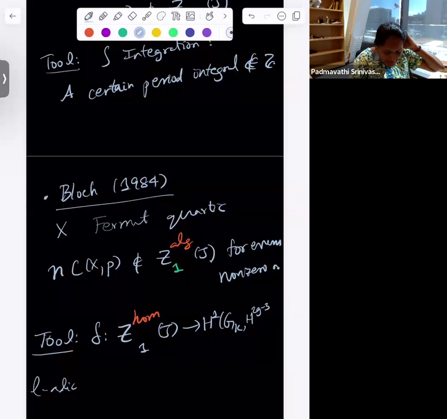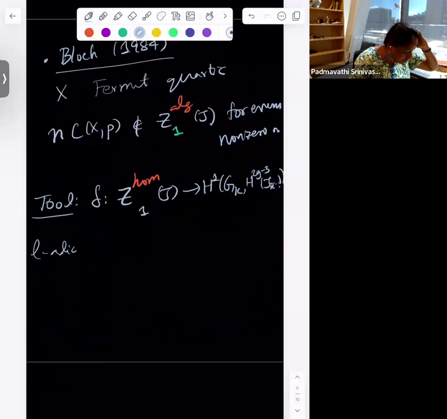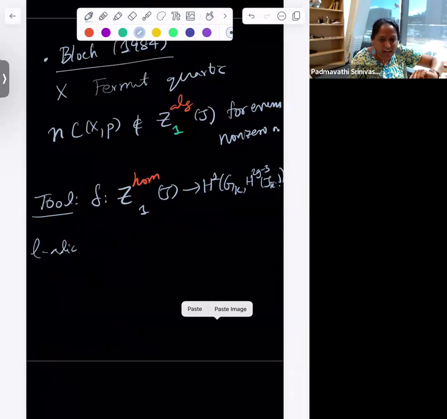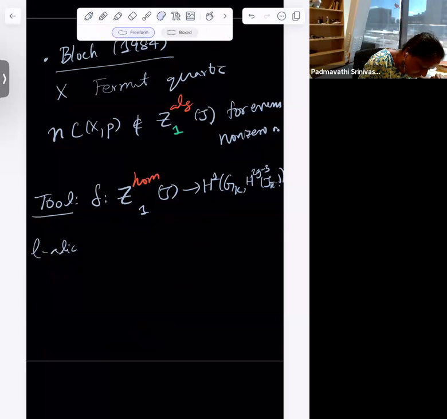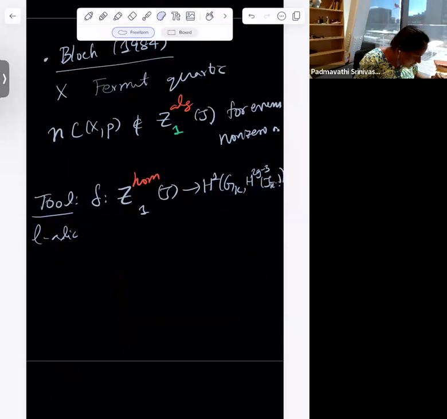Earlier, we had H1 of the Galois group with coefficients in the Tate module. Now we are working in higher dimensions. So we have the (2g minus 3)th wedge power of the Tate module. Okay. So that was his main tool. And this tool is going to reappear at the very end. So Bloch's tool is what we will be using for our main result as well.